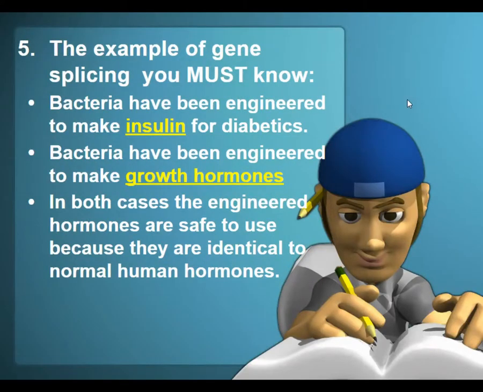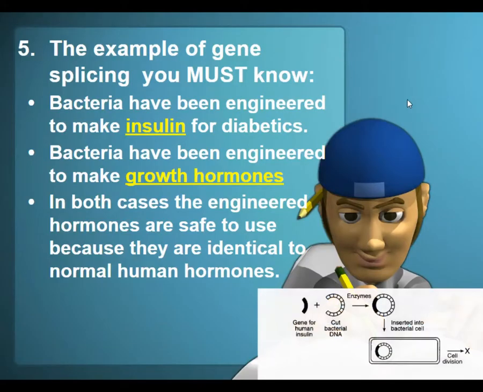The example of gene splicing, or this genetic engineering example that you really should remember, is bacteria that have been engineered to make insulin for diabetics. Remember, we're able to take the human insulin gene and insert it into the bacterial plasmid, and then the bacteria can then make human insulin. Same thing, bacteria have been engineered to make growth hormones for humans, and in both cases the engineered hormones are safe to use because they're identical to the normal human hormones.